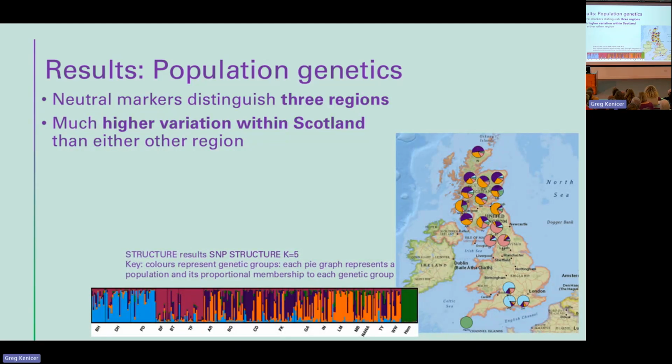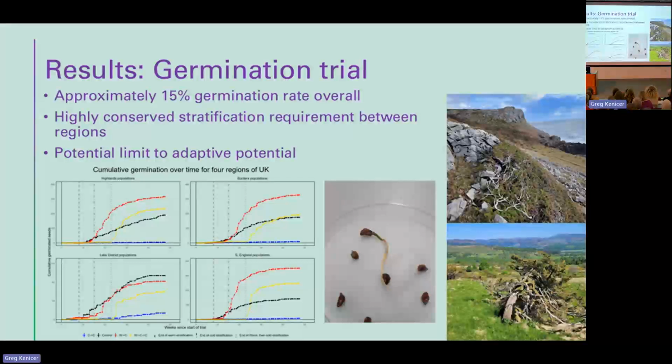Next, I'd like to share a little bit about a germination trial that we have been running for the past year. We gathered seeds from four different regions in the UK. The graphs in the bottom represent those, oh, you really can't read that, sorry. Top left is Highland, top right is Borders, bottom left is Lake District, bottom right is South England.